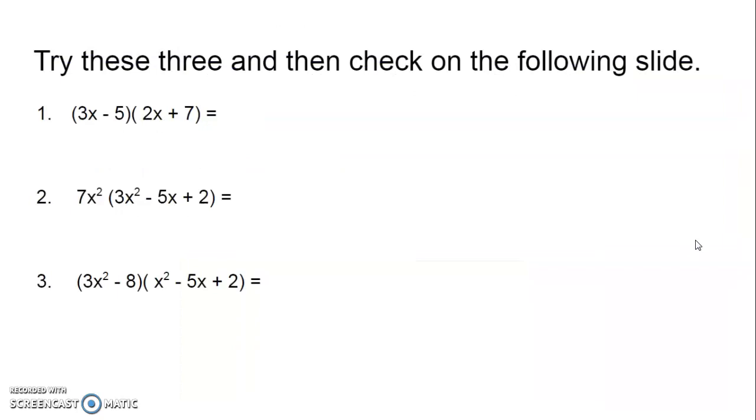Okay, so what I'd like you to do is try these 3 on your own. So just pause, do these 3, and this is really the only piece of writing that I'm going to expect you to do from this. And once you have finished, just check them on the next slide.